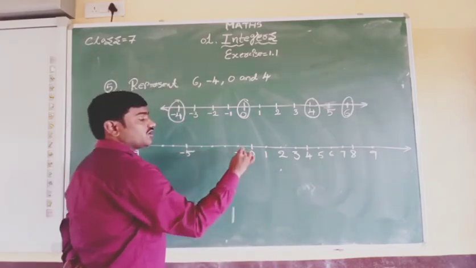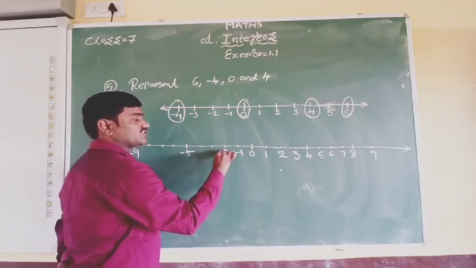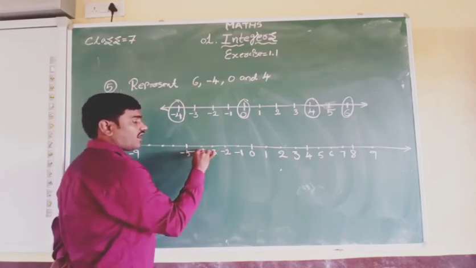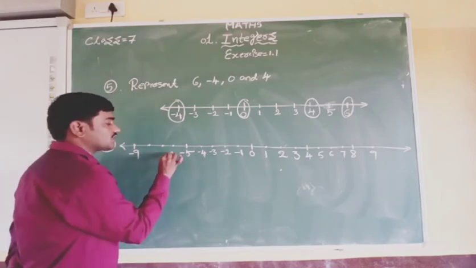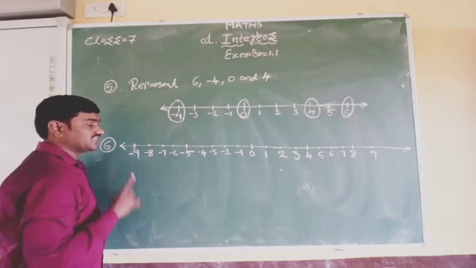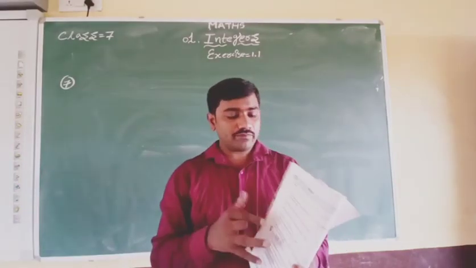On the left side of 0 there will be negative integers. So minus 1, after that minus 2. After minus 2 there is a minus 3. After minus 3 there is a minus 4. However, they have given a minus 5 here. Let's go for minus 6, minus 7 and minus 8 here.